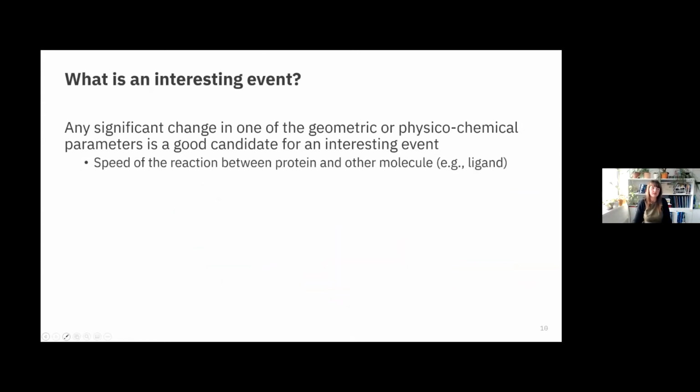Another example could be the speed of the reaction between protein and some other molecule. So if we are capturing some interaction between two molecules within the MD simulation, then the speed of how fast these molecules are getting to the actual reaction is another significant property which we would like to observe. Another could be, for example, to observe some peaks in the energy of the interaction between these molecules, and so on and so on.